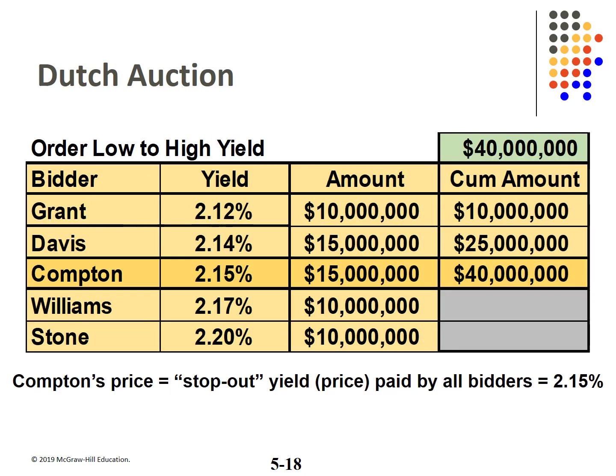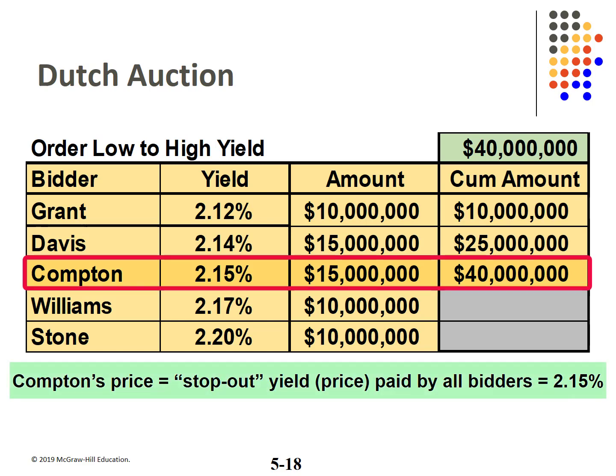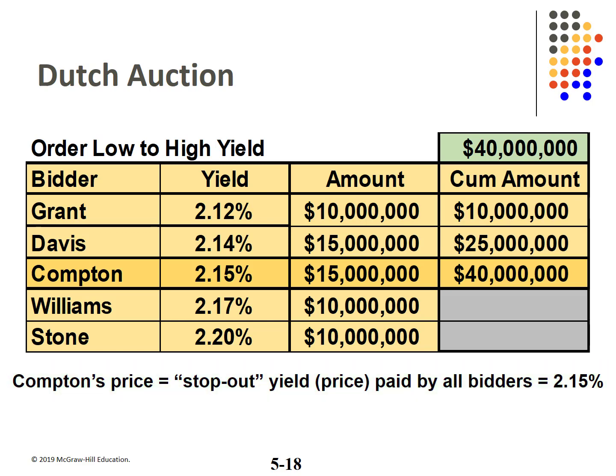Once the bidders are arranged in order, accumulate the dollar amounts top down until the amount offered is reached. In this case, we made it come out evenly with Compton's bid hitting the $40 million. If the total had not come out even, there would have been an allocation. Additionally, if there had been any non-competitive bids, they would have been subtracted from the $40 million at the start. Compton's bid is termed the stop-out yield or price. All winning bidders, competitive and non-competitive, pay the stop-out price. This is how it encourages higher bidding.